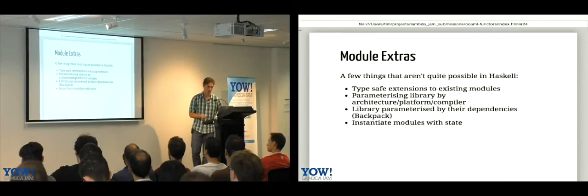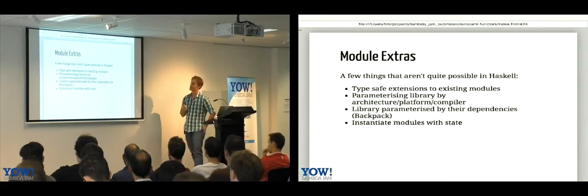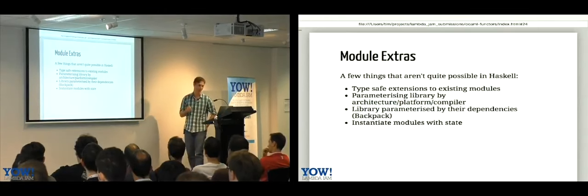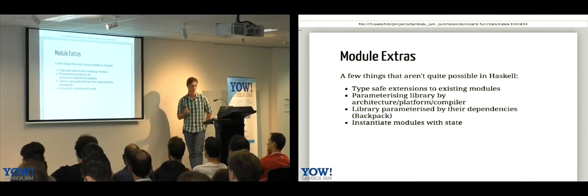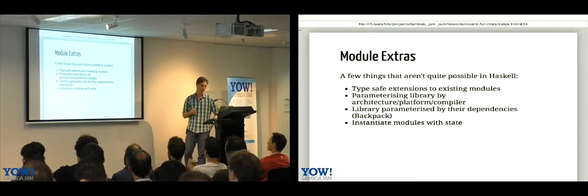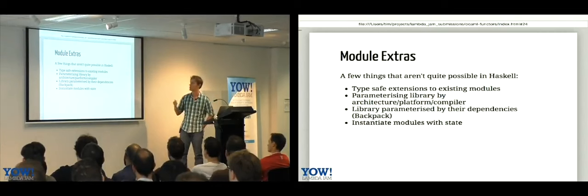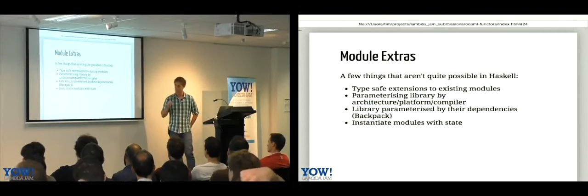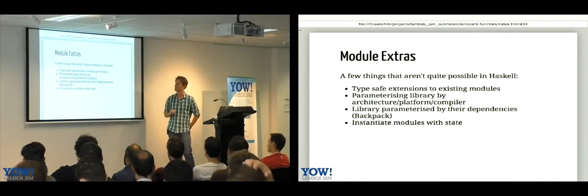Okay, so now going on to some things that I probably shouldn't say that they aren't possible in Haskell, but they're not as pleasing, I suppose, to me anyway. A few things that you can do in OCaml that are a bit more difficult to do in Haskell is we can do type-safe extensions to existing modules.